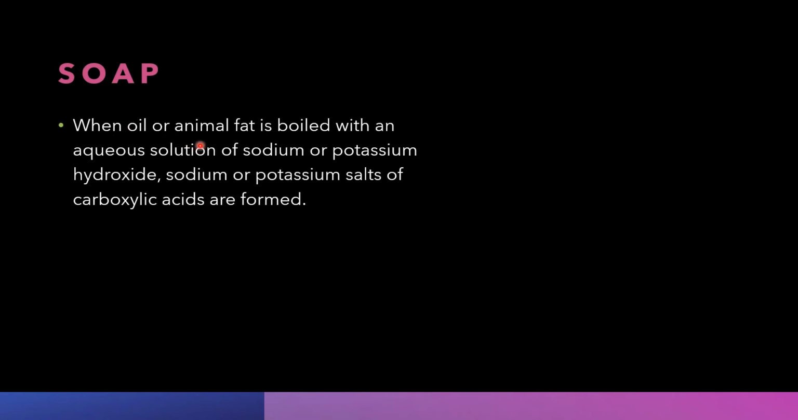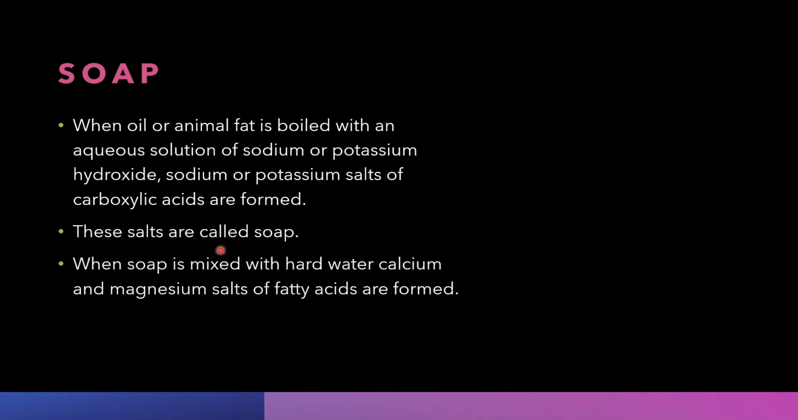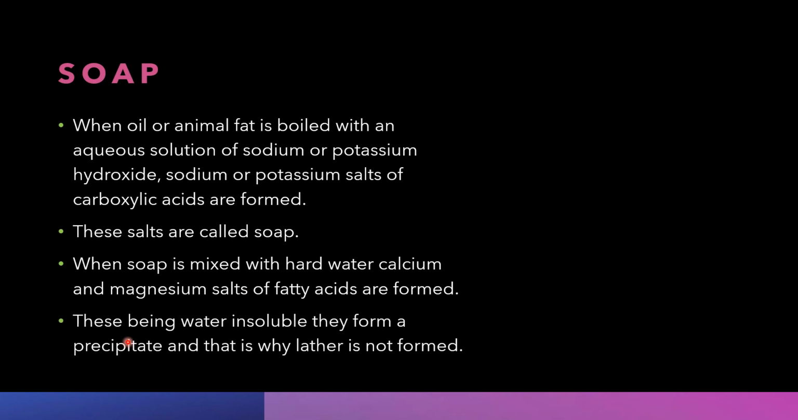More about soap, children. When oil or animal fat is boiled with aqueous solution of sodium or potassium hydroxide, it forms sodium or potassium salts of carboxylic acid. These are called as soap. When the soap is mixed with hard water, calcium and magnesium salts of fatty acids are formed. So these being water insoluble, they form a precipitate, and that is why a lather is formed when using a soap.